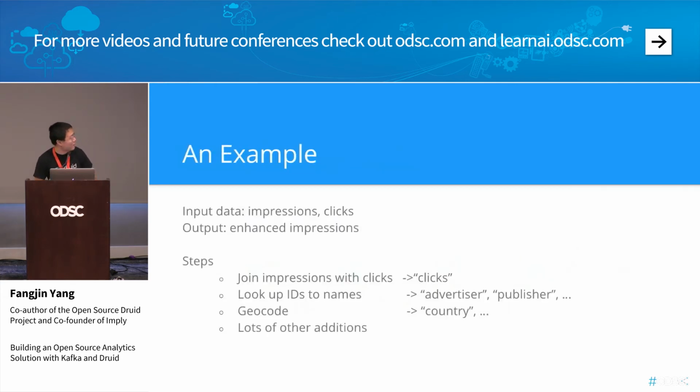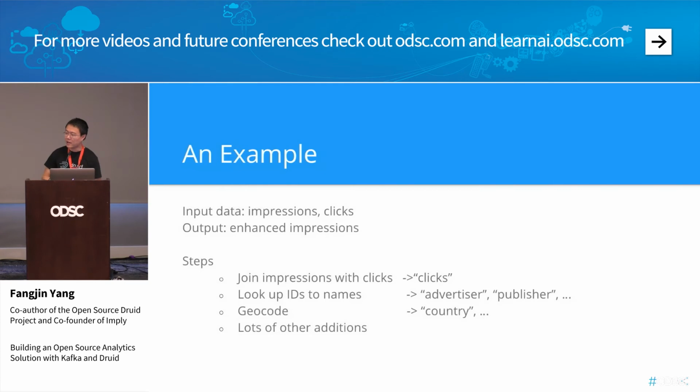So I thought it might be useful to go through a real-world example of how you take a raw data set and then use these systems to do something useful with it. The data set I'm going to be talking about is advertising data. For most companies in Silicon Valley, they're working on something related to advertising.